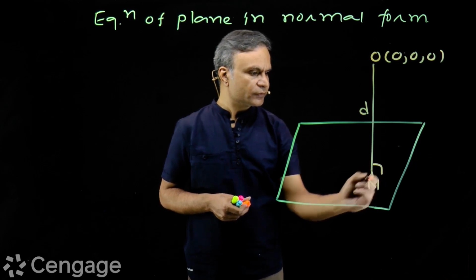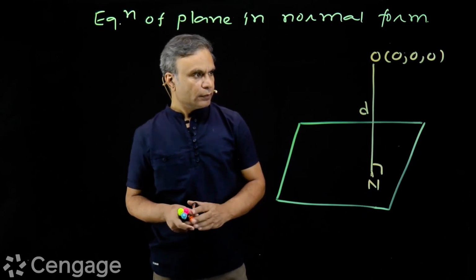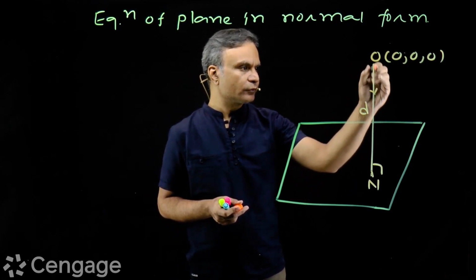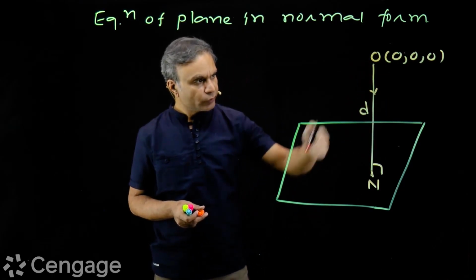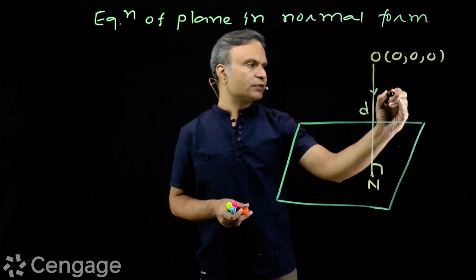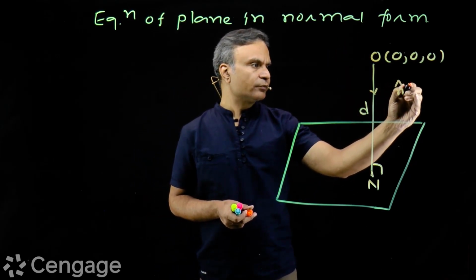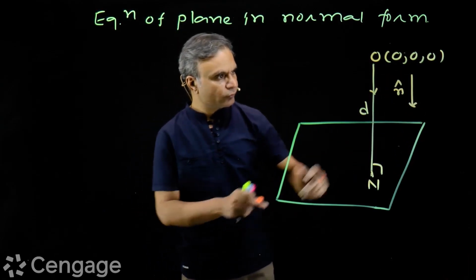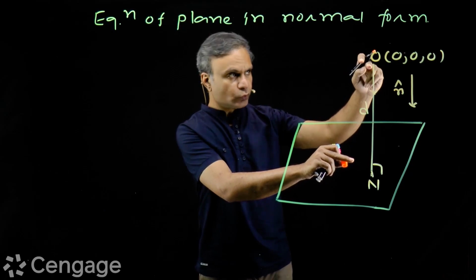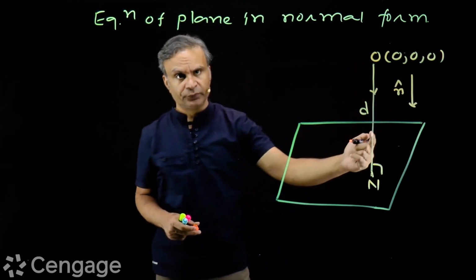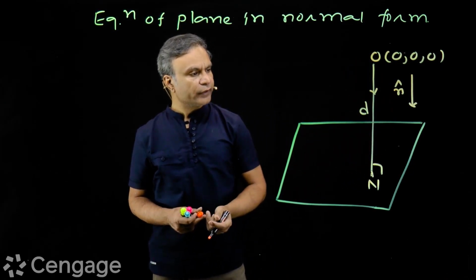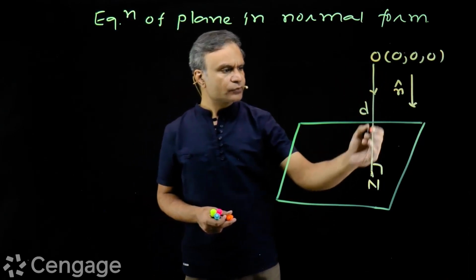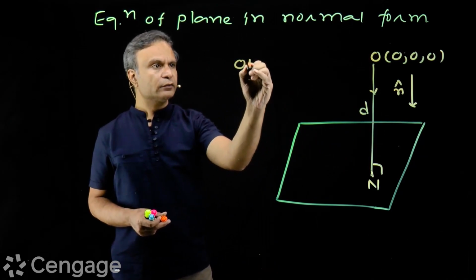Suppose this point is N. This is vector ON, and suppose the unit vector in this direction is n cap. Then what will be vector ON? Vector ON will be d n cap. Vector ON will be the length of the vector into the unit vector in the direction of ON, which is n cap.